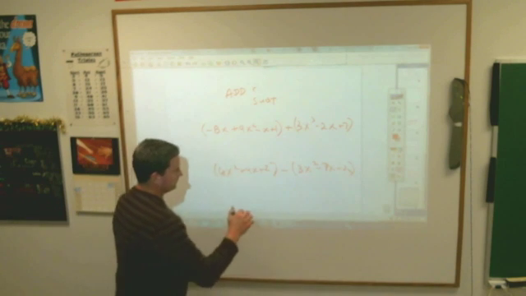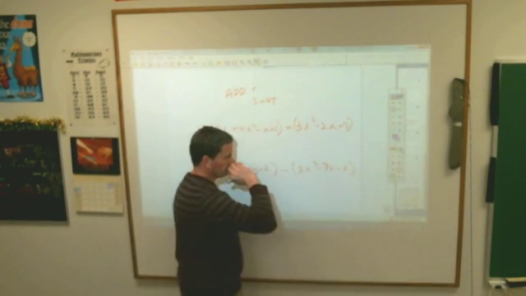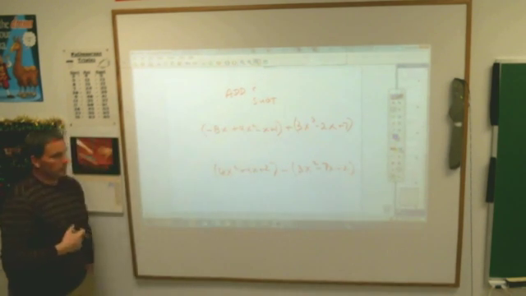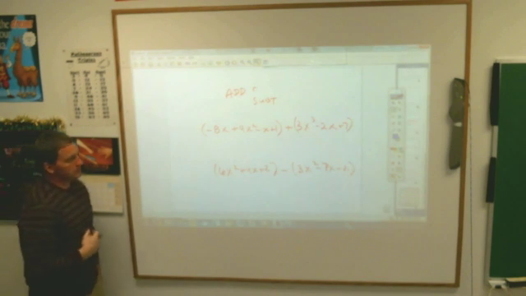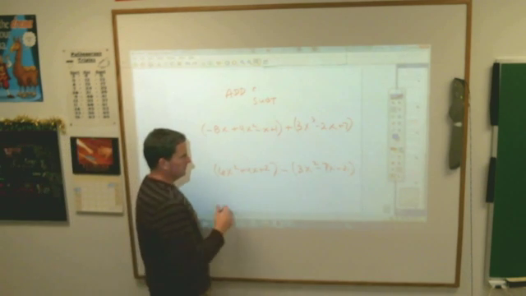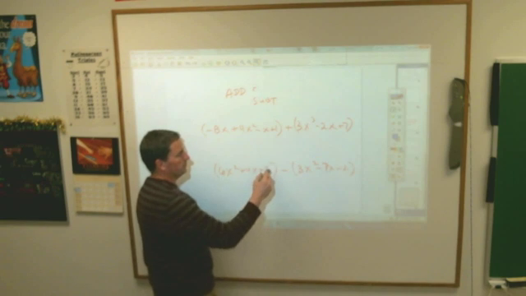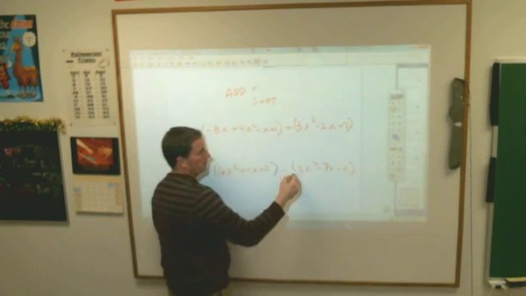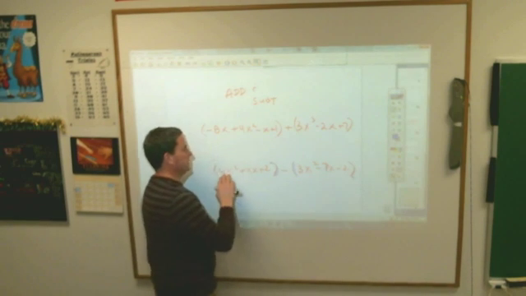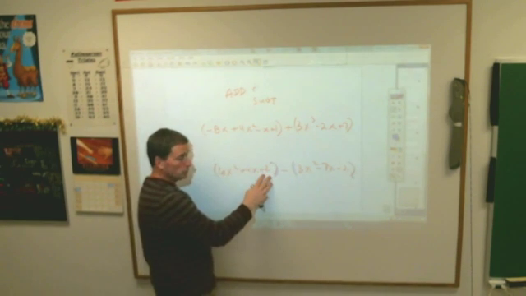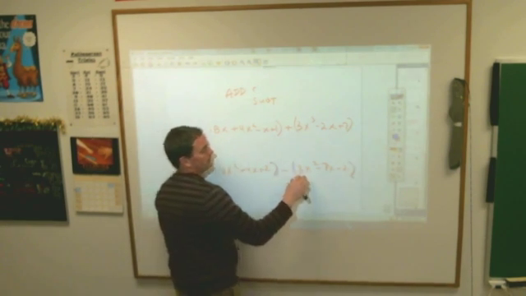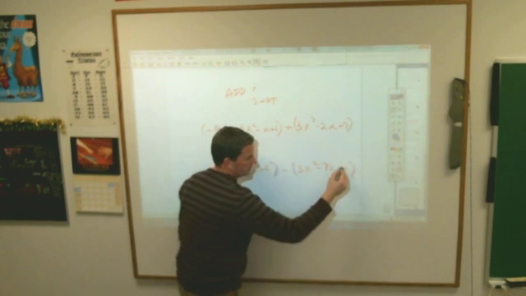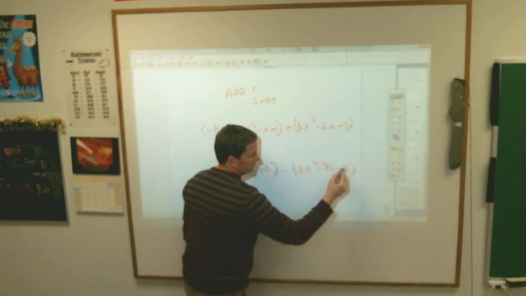Wait, what does it say? X plus 2, and then is there a little square thing? No, just plus 2. This was supposed to be my parentheses. Can you read off 6x squared plus 4x plus 2 minus 3x squared minus 7x minus 2?